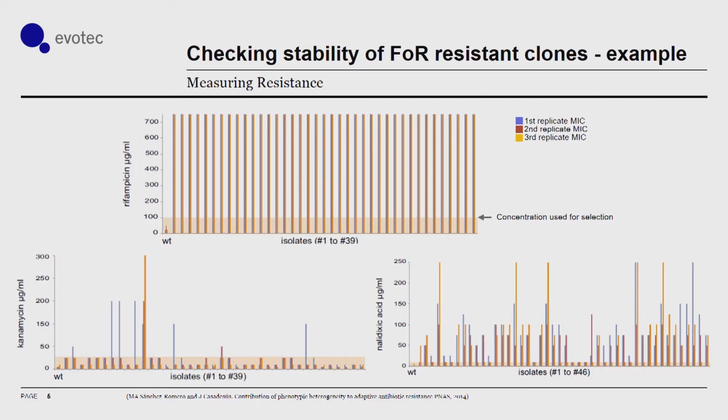But if you look at what happens with kanamycin, you see a very different picture. Even after a single passage on a non-selective plate, the MICs of the clones are back to almost wild-type levels. And this is almost for every clone. And for nalidixic acid, you've got a kind of a mixed bag.